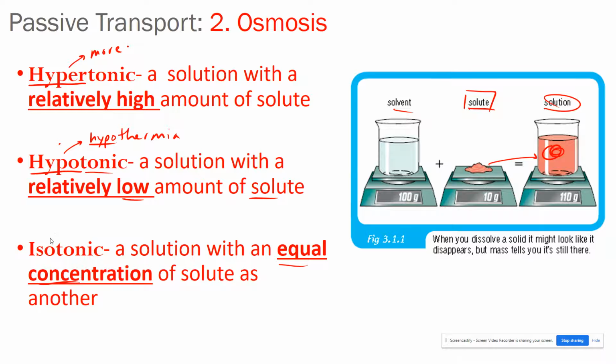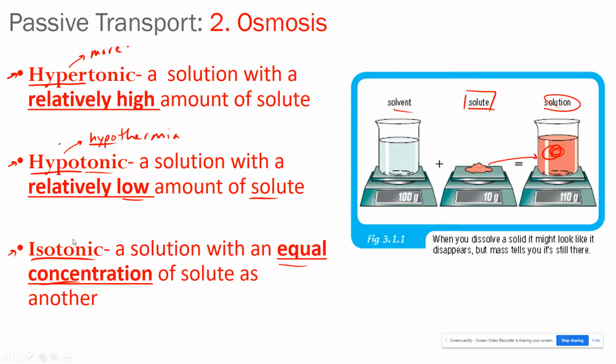Okay. If you were to guess which one of these words should describe your blood concentration compared to your cell's concentration, hopefully you would guess isotonic, right? Most of the time we want an equal concentration of things on either side. Not always, but it depends on the specific case.